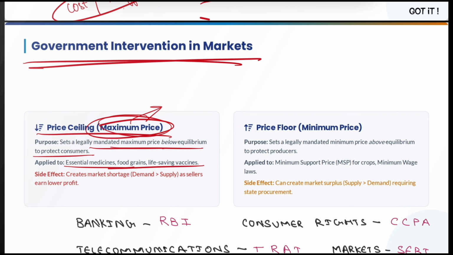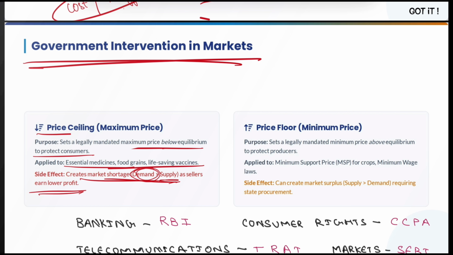But the side effect is that it creates a market shortage where the demand is more than the supply, as sellers earn lower profit. Since there's a cap on the price, sellers will usually not be interested in producing the product if the price is not set properly, or if they're not able to earn more profit. Then there will be reduced supply and increased demand, due to which there will be a shortage in the market. That is the side effect, but this is an important principle.